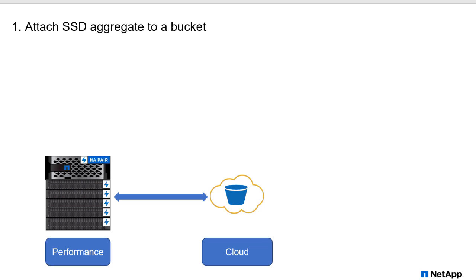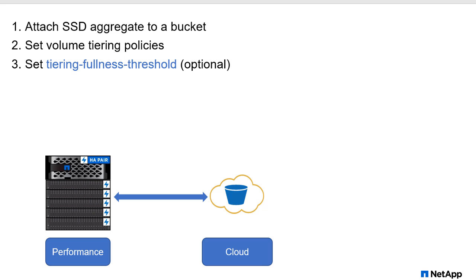And then what it looks like is pretty much the same. We're going to attach the SSD aggregate to a bucket. We set our volume tiering policies, and then we now have the option in 9.5 to change the tiering fullness threshold. Not everyone needs to do this. But if you do want to, and it makes sense for your environment, now you have the option to do so in 9.5. Now you can profit. You're not going to get stuck with an aggregate that's not tiering anything because there's very little data in it. And that's pretty much how you change the tiering fullness threshold in ONTAP 9.5.